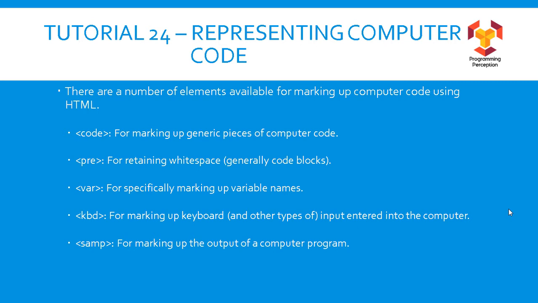Now pre may appear similar to code, but pre can also be used to retain white space. I will show you that in the practical session, so don't you worry about it. For representing variables, we use the var element. For representing keyboard shortcuts, we use kbd. And for representing output, we use samp. So these are the five elements that we use in HTML to represent computer code on the HTML page. So let's see these elements practically.